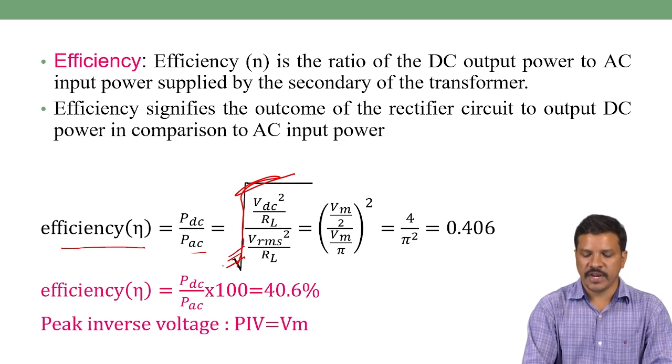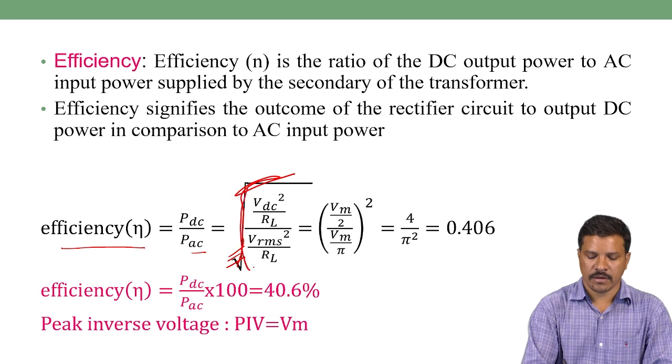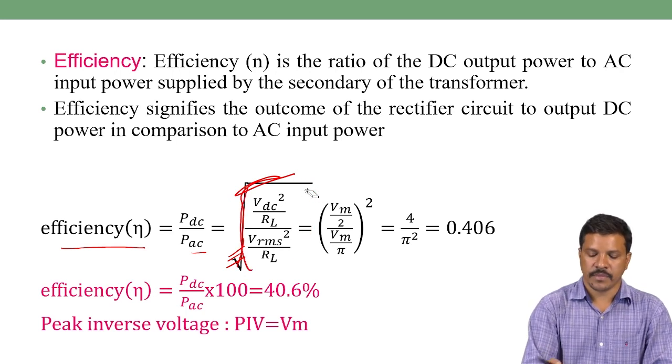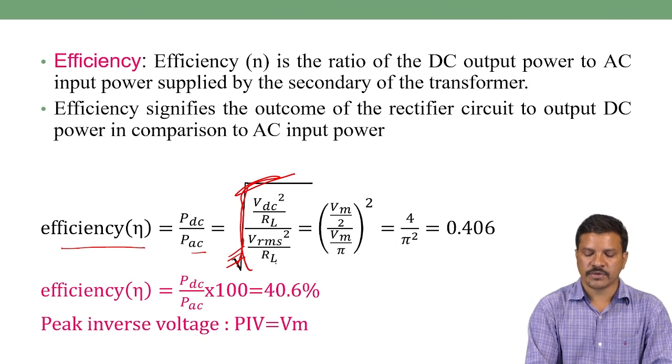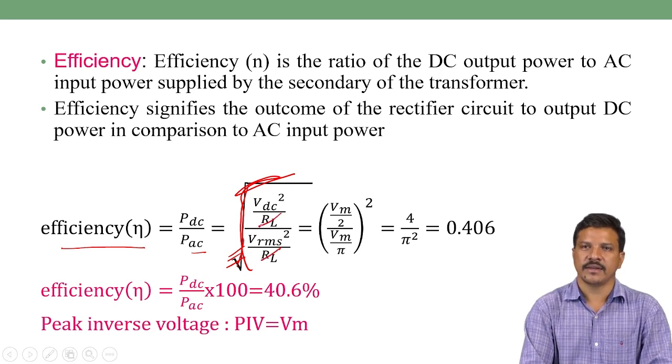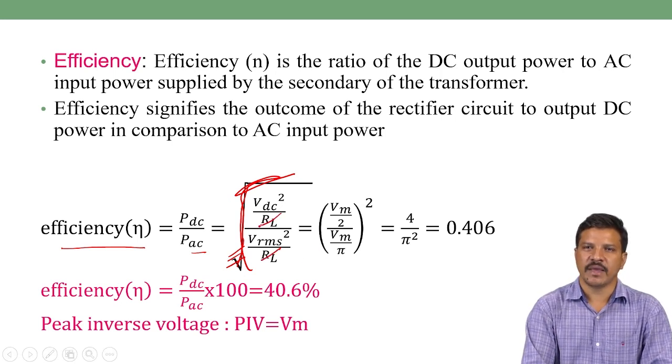PDC is nothing but VDC square by RL, divided by VRMS square by RL. So P is equal to V square by RL, or I square RL. Likewise, I am taking VDC square by RL divided by VRMS square by RL. Here RL and RL cancel. Then we have VDC square by VRMS square.